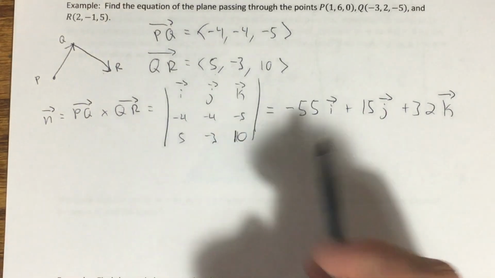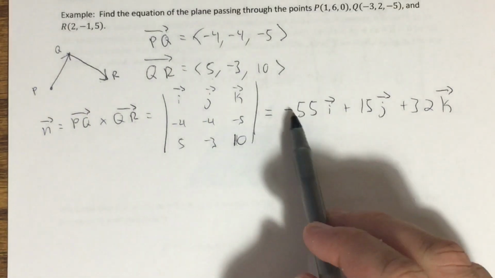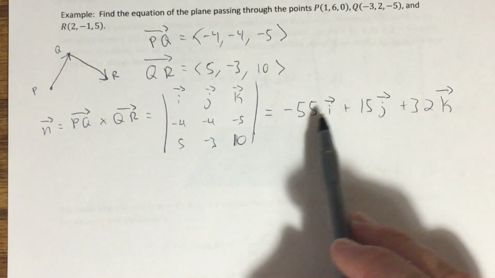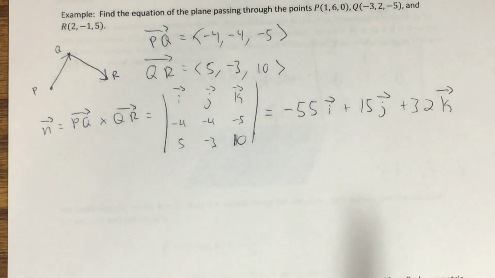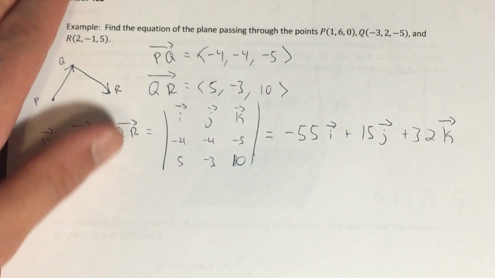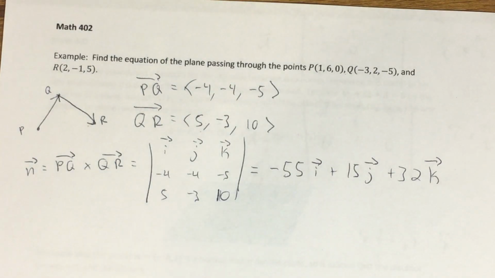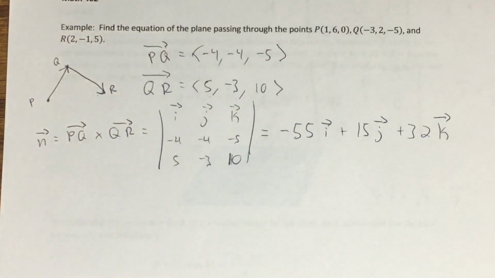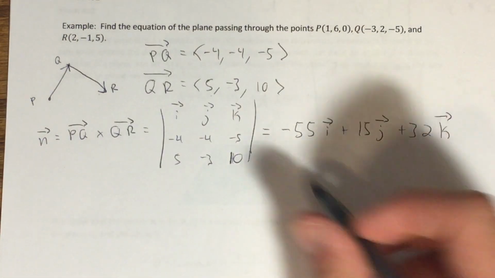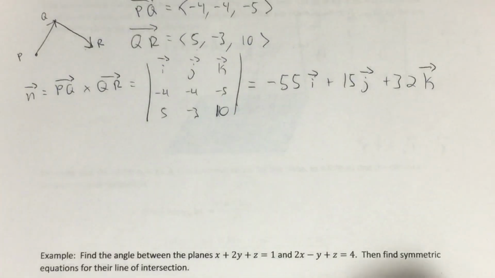Well, yes, because this is the normal vector that I wanted. So remember, these scalars here, negative 55, 15, and 32, that's a, b, and c in that equation. x naught, y naught, z naught is any of these 3 points that I want to use. Okay, so let's use P, which is (1, 6, 0).